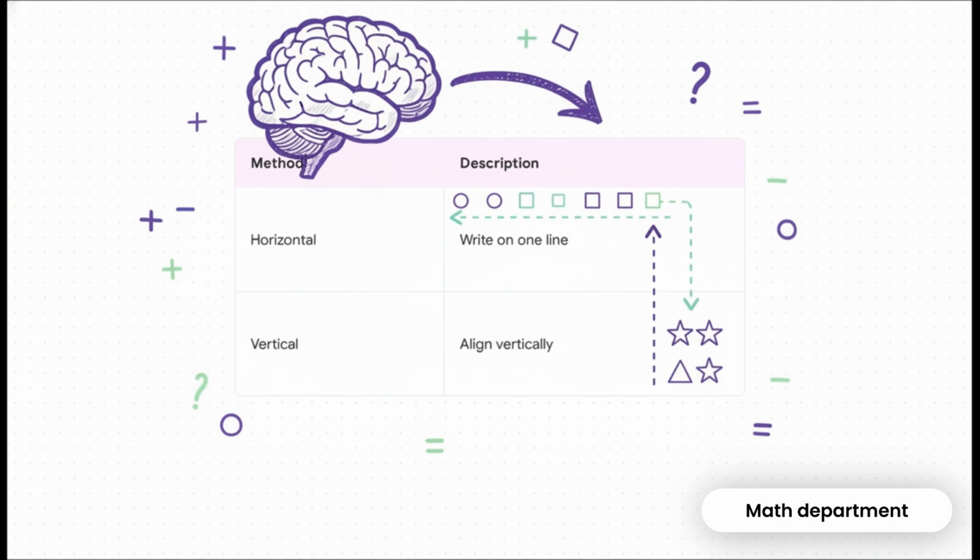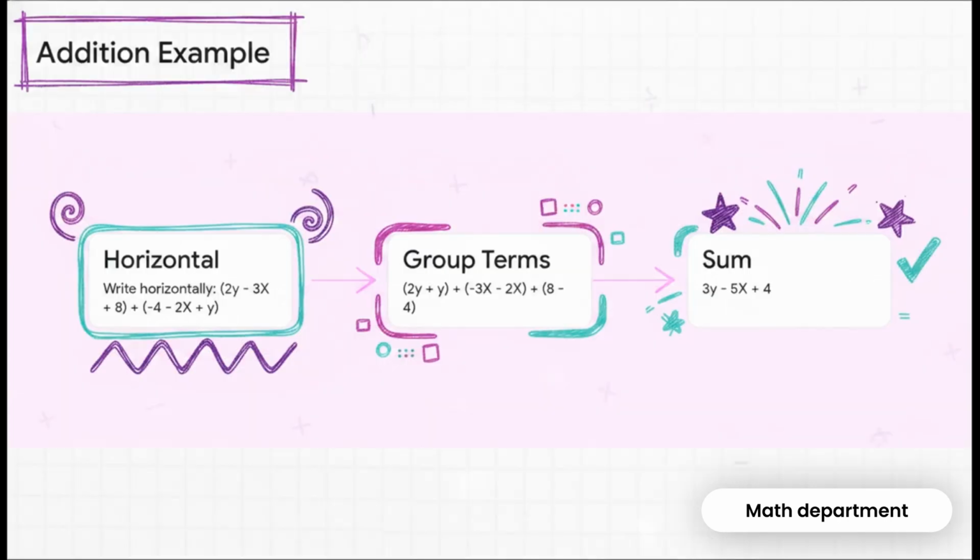Now, we actually have two paths to get to the exact same answer here. There's the horizontal method, where we write expressions on one line and group terms left to right, and then there's the vertical method, where we line them up exactly one under the other, just like a traditional addition problem from elementary school. Honestly, neither is wrong. It just depends on how your brain prefers to organize the math. Let's solve an example together, step by step.